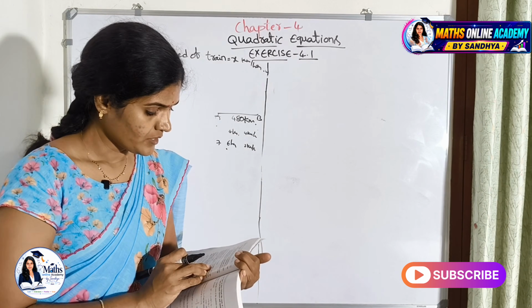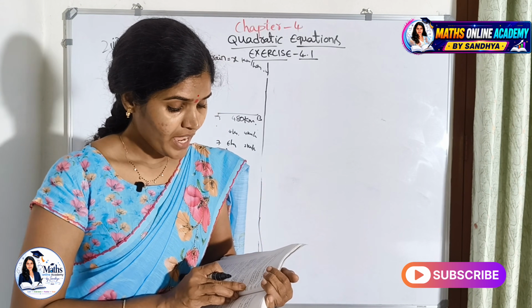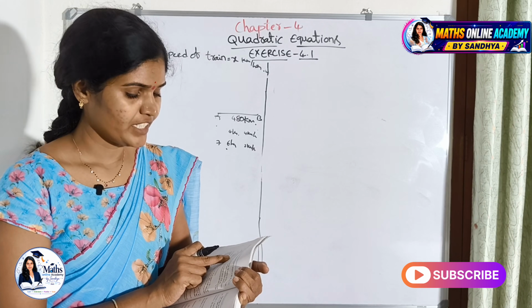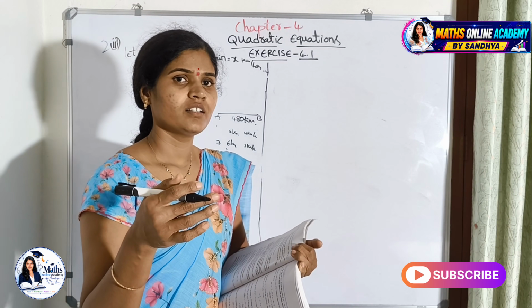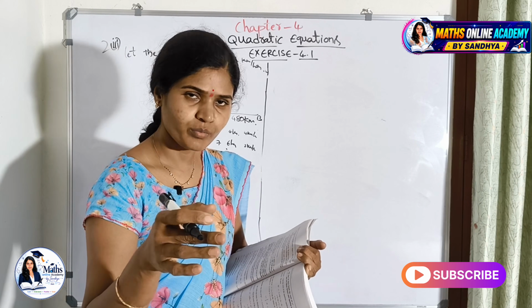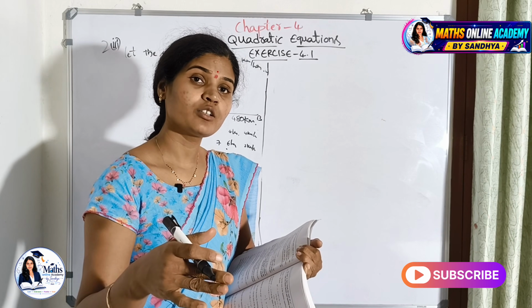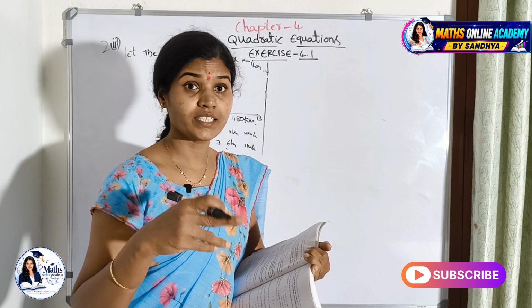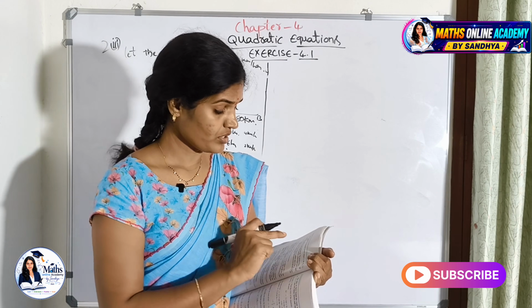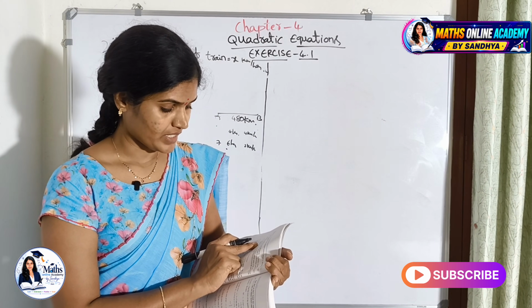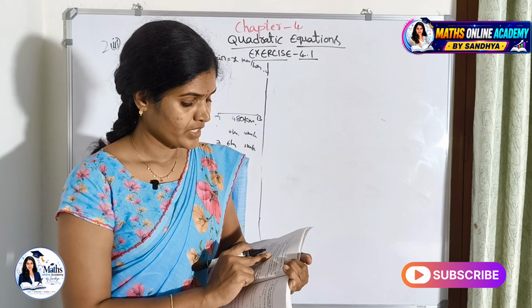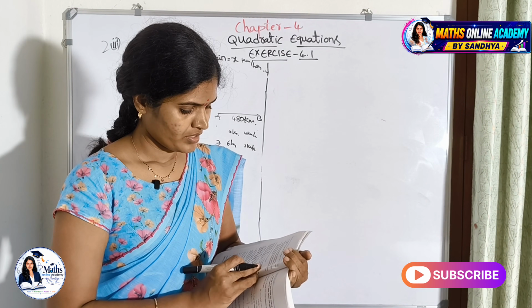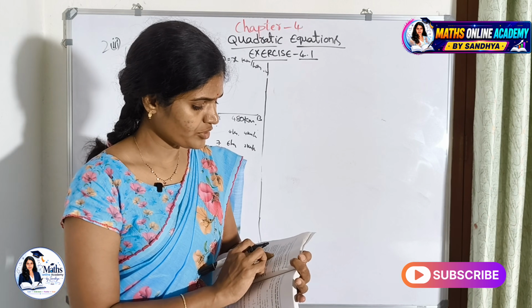Here it is mentioned the speed had been 8 kilometers per hour less. Less means, for example, the first time it is moving 18 kilometers per hour, then 8 kilometers per hour less means the next time the train is going 10 kilometers per hour. So here 8 kilometers per hour less, and that time it has taken 3 hours more, for the same distance. We need to find the speed of the train.